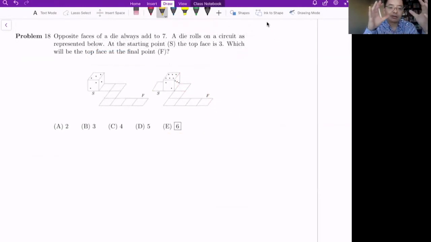Now number 18. Here we start with a cube, and the cube rolls around this grid. We just need to find, for the final position F, what is the number on the top. This problem requires a little bit of spatial imagination. That means you need to have a cube in your head and roll it around. Of course, you can also make one to do the experiment, but it's not so easy, so we basically need to operate this in your mind.